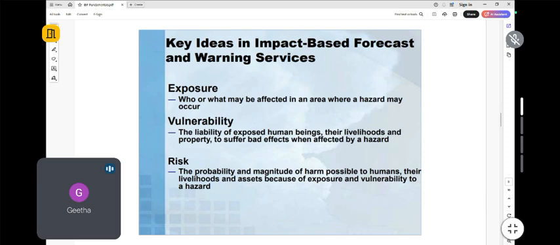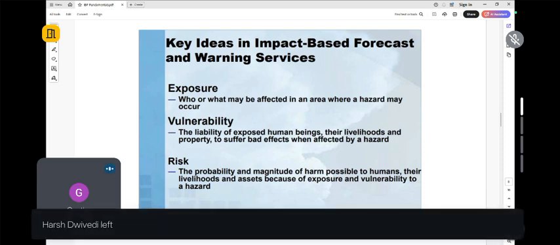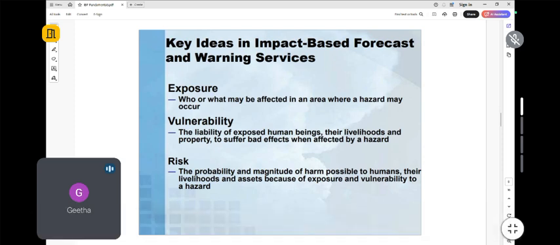And the exposure also, we know that very intense rainfall, heavy rainfall warning is there. But with this heavy rainfall warning, if the probability is very high, then the risk is going to be very high. So we have to say the probability and magnitude of harm possible to humans, their livelihoods or assets because of exposure and vulnerability to the hazard will give them risk. So these are the important things we should keep in mind. Four words: hazard, exposure, vulnerability, and risk.